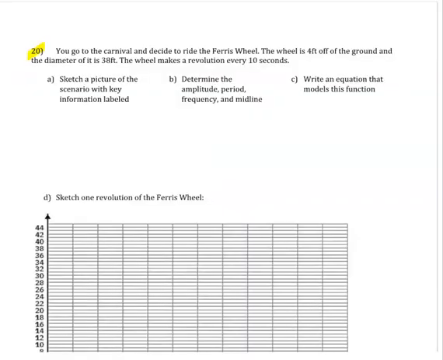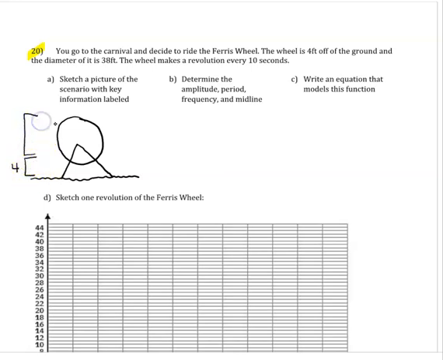All right, our next question is going to involve a Ferris wheel. So I am going to draw a quick little sketch of it. All right, so you go to the carnival and decide to take a ride on the Ferris wheel. The wheel is 4 feet off the ground and has a diameter of 38 feet. So I'm going to label that here. So 4 feet off the ground, diameter, which means the full width or height of that circle, is 38.